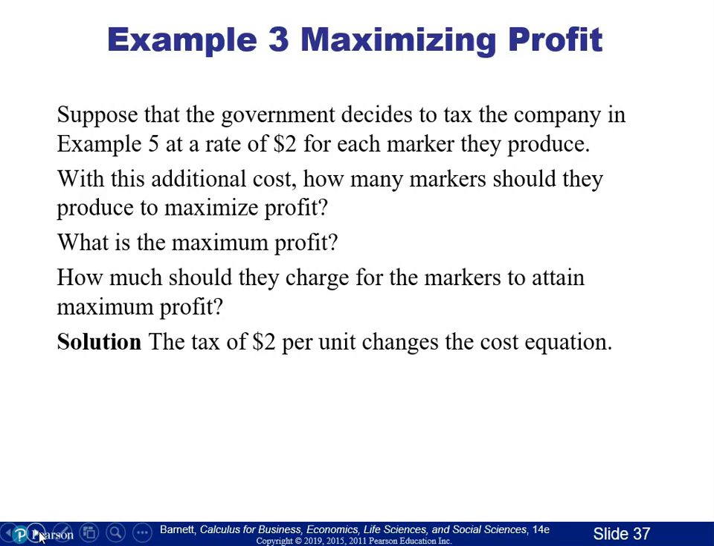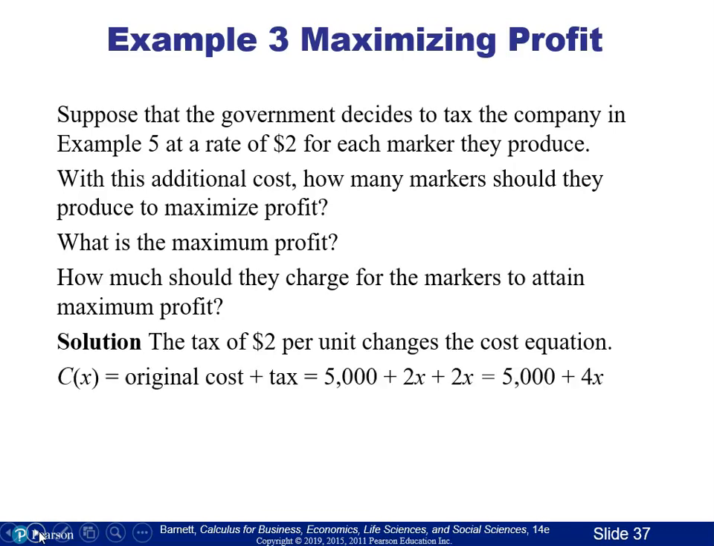Okay, because there's that $2 additional tax being charged, that's going to change our cost equation. So our original cost equation for this particular problem was 5,000 plus 2x. We're going to have to add to that an additional 2x because it's $2 per item. So it's 2 times x, and that's going to represent the tax. So it's going to change our cost equation from being this in the previous problem to being this, okay? This 5,000 plus 4x is going to be our cost.